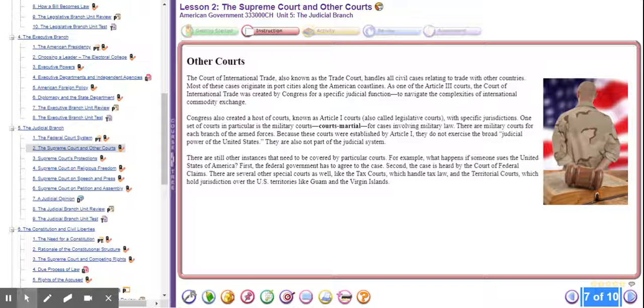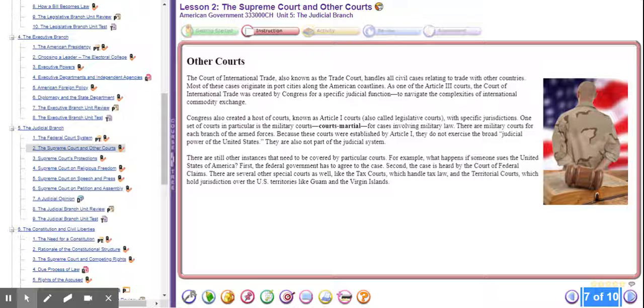Congress also created a host of courts known as Article I courts, legislative courts, with specific jurisdictions. One set of courts is the military courts. We also call them courts martial. For cases involving military law, there are military courts for each branch of the armed forces. Because these courts were established by Article I, they do not exercise the broad judicial power of the United States. They are also not part of the judicial system, which is why the rules are different in a military court than in a regular court.